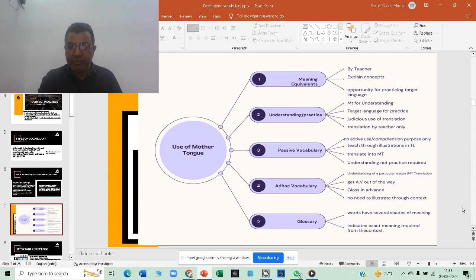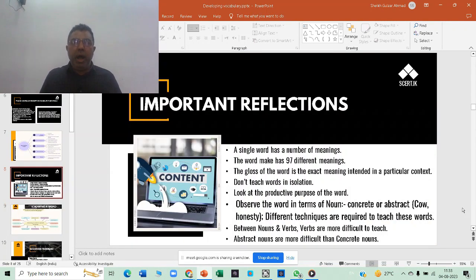So let's move ahead. Now I am putting forward some important reflections. What I said in the previous slide, I would like to repeat it here again. See, a single word has a number of meanings. I said there are so many shades of a meaning. I am giving here an example.